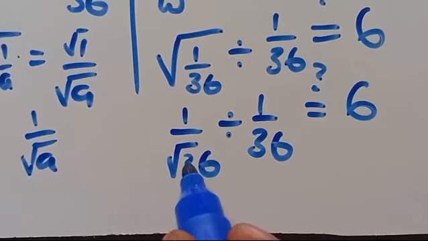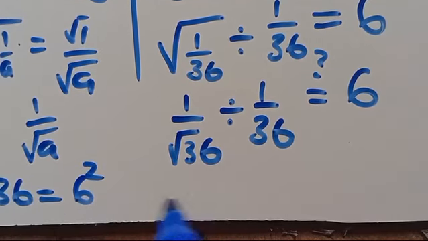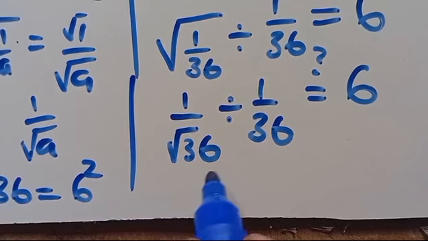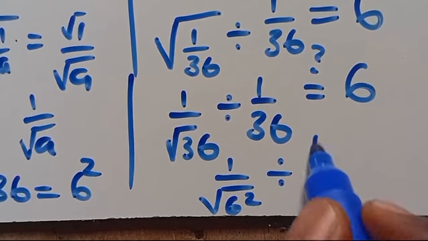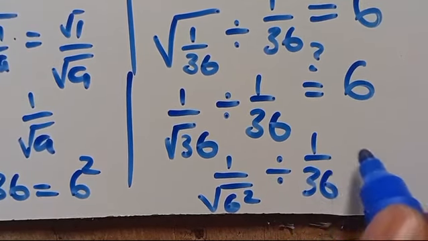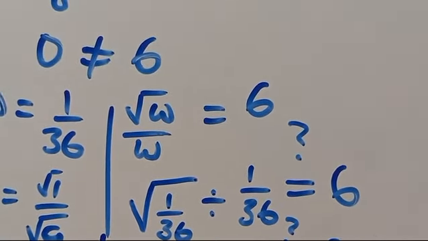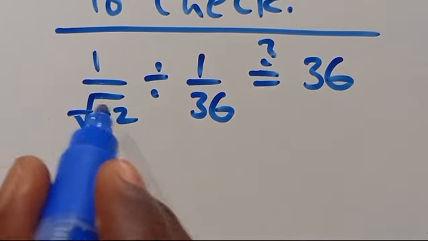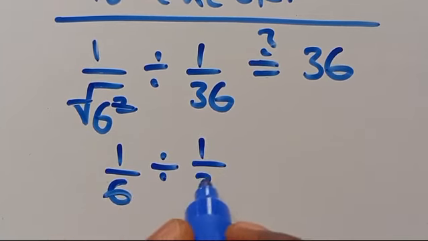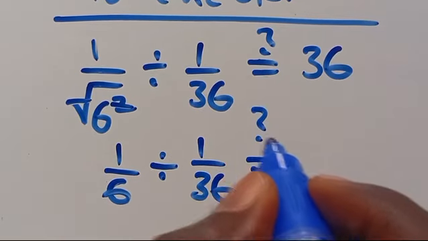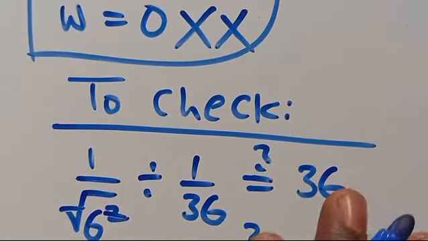So from this side, we have 36 as a perfect square, 6 to the power of 2. So we have 1 over root of 6 squared, divided by 1 over 36. This will cancel out this. We have 1 over 6 divided by 1 over 36. Is it going to give us 6?